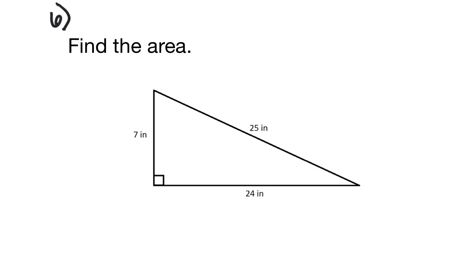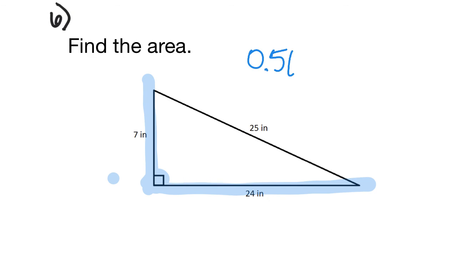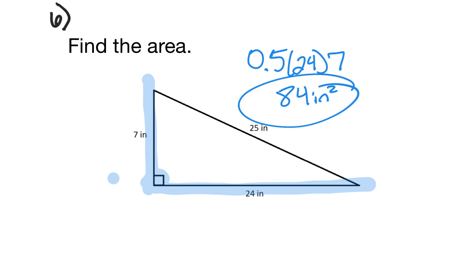Last problem. Let's have you find the area of this triangle. There was some extra information. Once again, we're only looking for that 90-degree angle, so those two sides that make that 90-degree angle. We can see that I'm going to take that half, don't forget that half, multiply it by the base of 24 and the height of 7. When you multiply those, you get 84 inches squared.